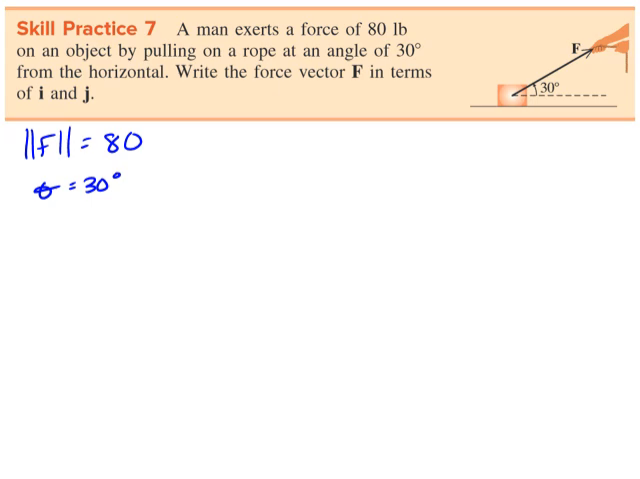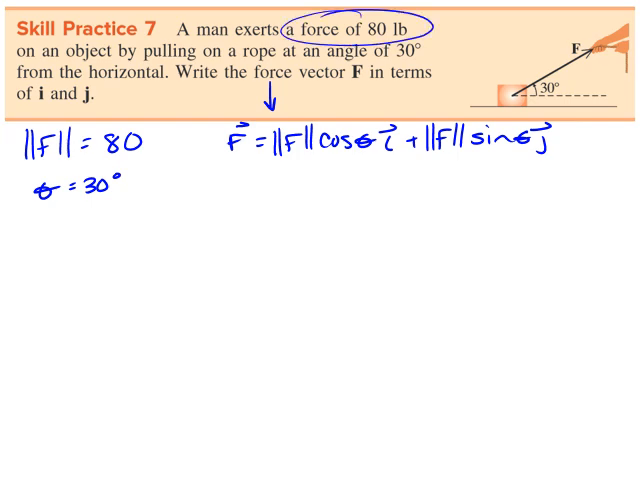And we want to write the force vector in terms of i and j. So we want to find this. So the magnitude of F cosine of theta i plus the magnitude of F sine of theta j. Okay, so we already know anytime you're given a force, that is the magnitude. So this becomes 80 cosine of 30 degrees times vector i plus 80 times sine of 30 degrees times vector j.